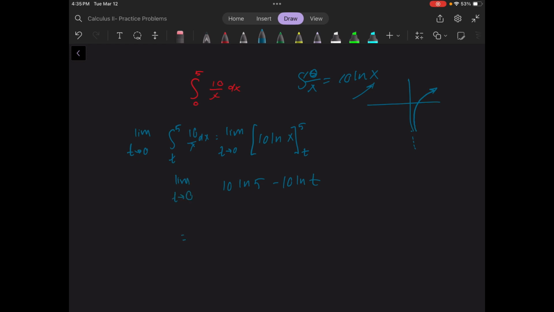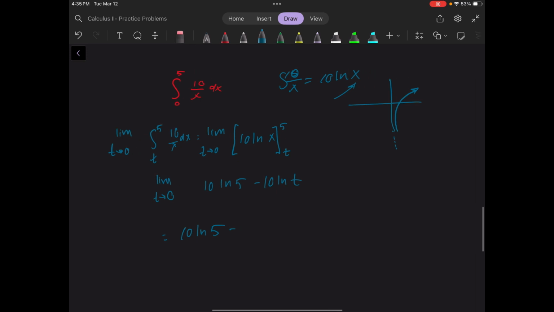So finally, we have 10 ln 5, nowhere to plug in t there, minus... what is the limit as t approaches 0? So we're going to have to think of the beginning of Calc 1, either using graphical methods to solve limits, or L'Hopital's rule, that was later in Calc 1. But I like to use graphical.